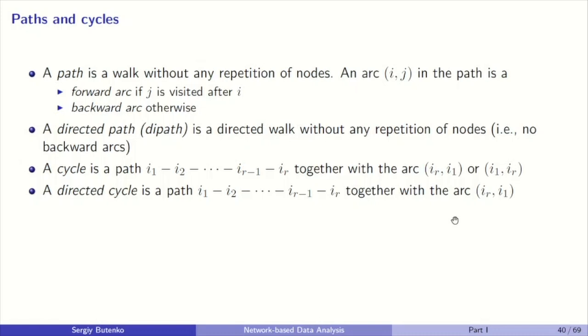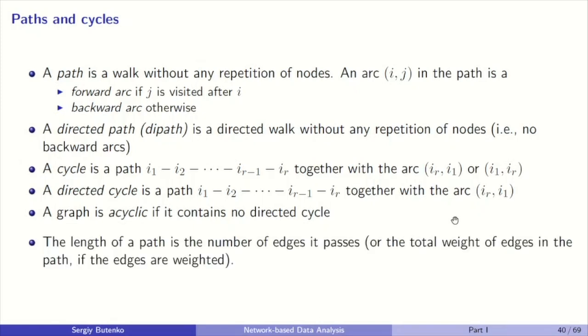It's a really, really tough problem. So then a directed cycle is just like with a directed path, right? So you just respect all the directions as defined. You call a graph acyclic if it contains no directed cycle. And the length of a path, we already talked about the length of a path, but we haven't defined it yet. It's the number of edges that the path passes. You just count the edges, right?